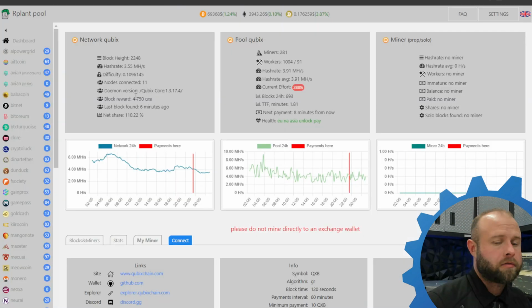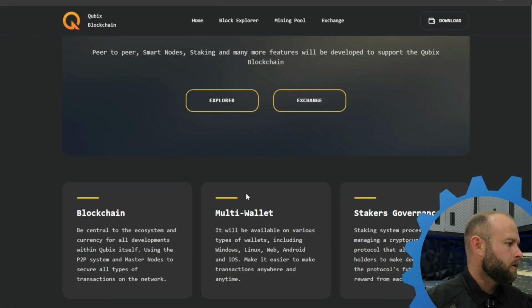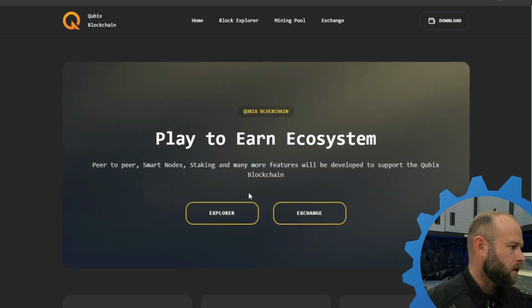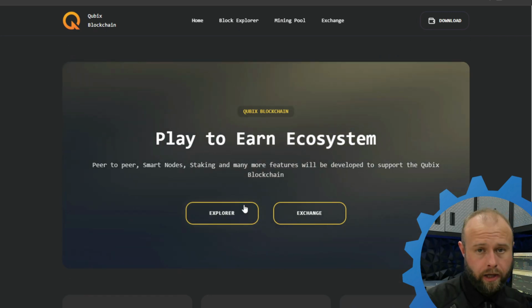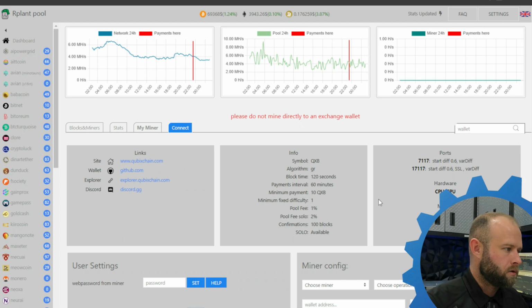Finally, this one didn't have a thread on Bitcoin Talk. I found out about this one through our plant. Cubix blockchain, I did find their website here, it at least appears to be their website. No announcement again on Bitcoin Talk, but it's a play to earn ecosystem, so a gaming coin. 181 miners over here on our plant. I'm just assuming that they're taking up the majority of the network hash rate. They usually do right in the beginning.